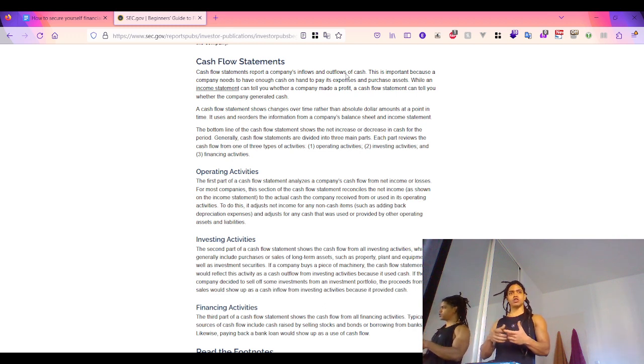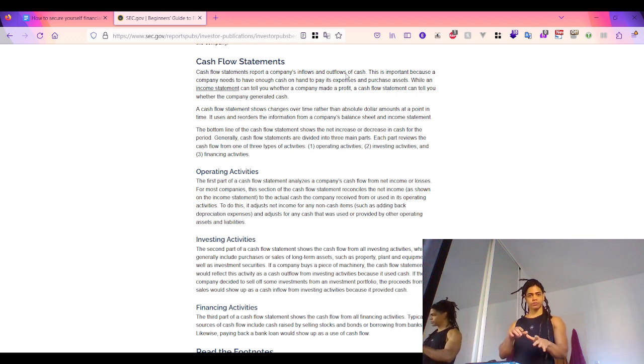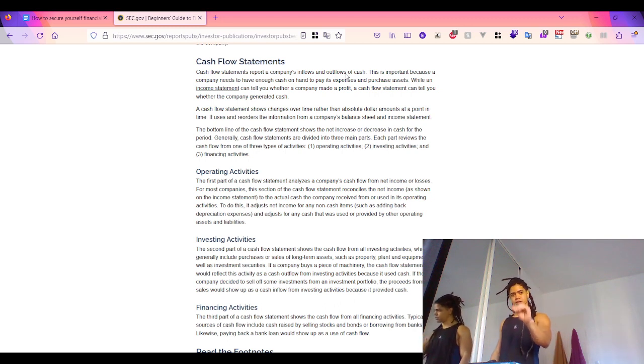And the third part of the cash flow statement is the financing activities. When we talk about financing, it involves the company's long-term obligations and equity, meaning it involves the long-term obligations and ownership.